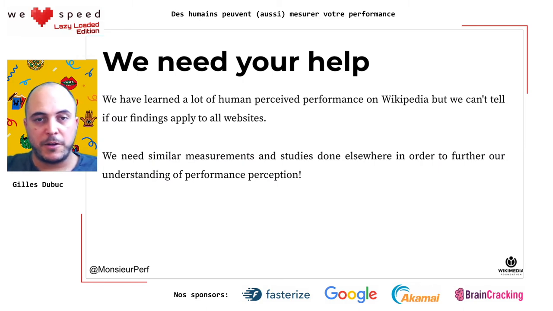This study and this monitoring has only been done on Wikipedia, and I think it's very critical that the same studies or similar ones are attempted on other websites that are of a different nature. Wikipedia is a very fast website to begin with. We don't have ads or third-party content. So in some ways, we're very different than the rest of the web. And so it would be very interesting to see if the correlation or lack of correlation between microsurveys asking users what they think of performance and raw metrics or synthetic metrics are any different on other websites.